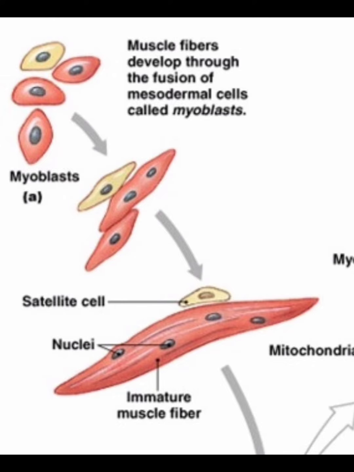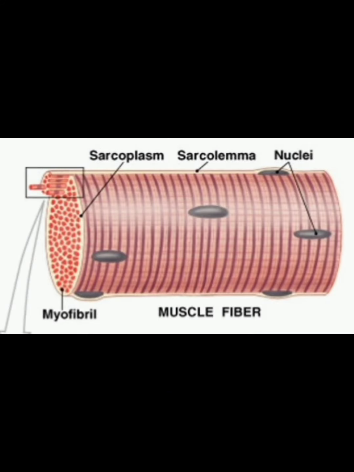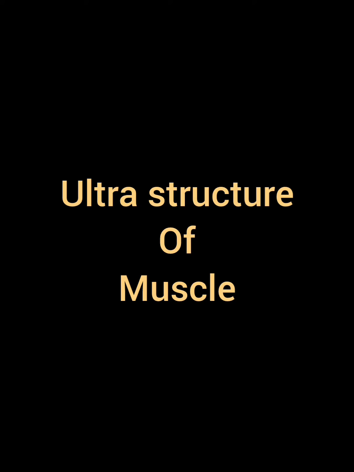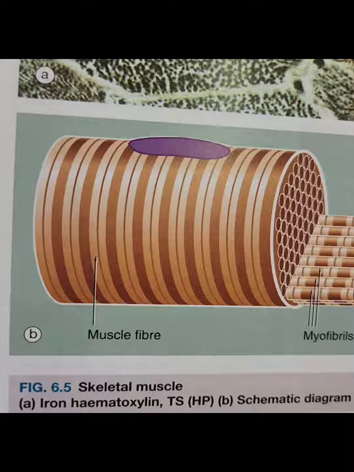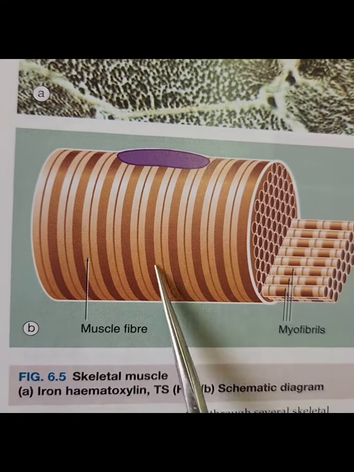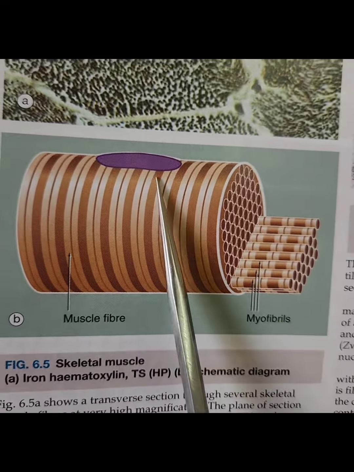For the same reason, it is multinucleated. Nuclei are flat and they are arranged peripherally within the muscle fiber. They are pushed peripherally because a number of myofibrils are occupying the core of the muscle fiber. This is part of the skeletal muscle fiber showing eccentrically placed nucleus.